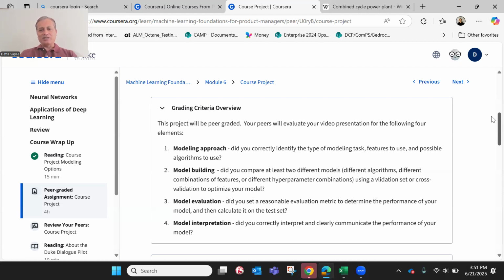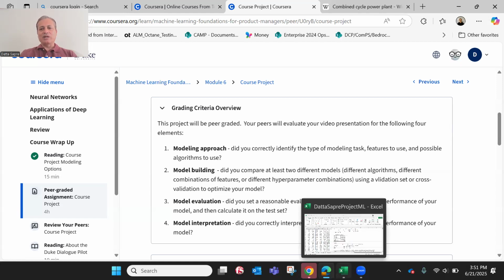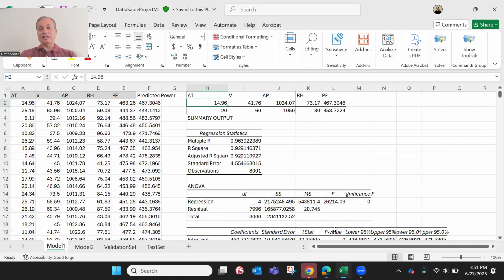Model interpretation is fairly simple. We'll get to the model, look at it, and then interpret it at the end. Regression helps with that. If it was a neural network, it would have been complicated. As we talked about, we are trying to predict the power that this combined cycle power plant generates.